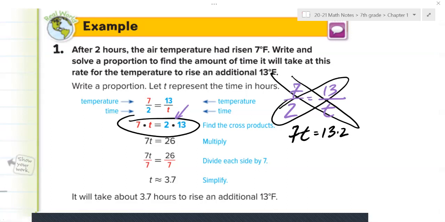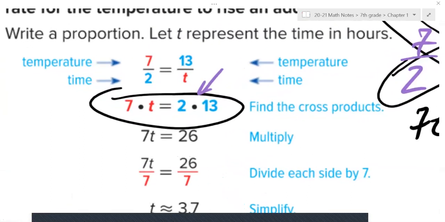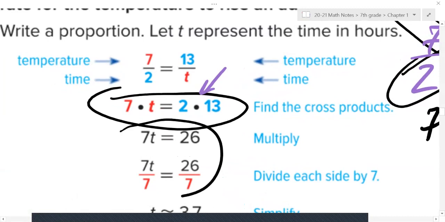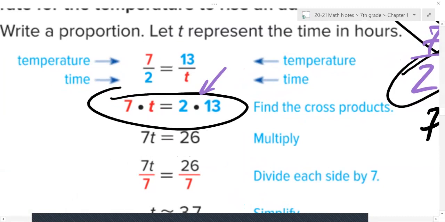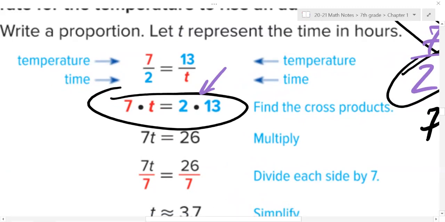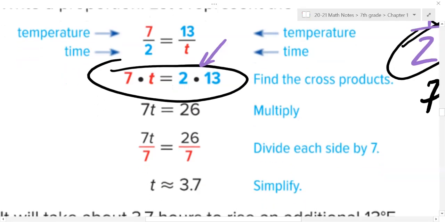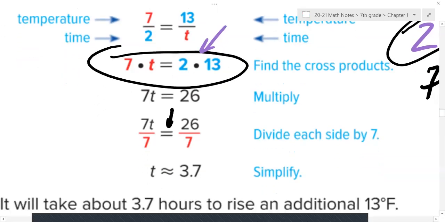So we have 7t equals 26, and if this looks familiar, it should, because that's what we did when we were solving equations. This is just a one step equation. 7t equals 26. If we want to find out what t is equal to, since t's coefficient is 7, it's being multiplied by 7. The opposite of multiplication, the inverse operation, is dividing both sides by 7. And because this is an equal sign, you have to stay equal by dividing both sides by 7.